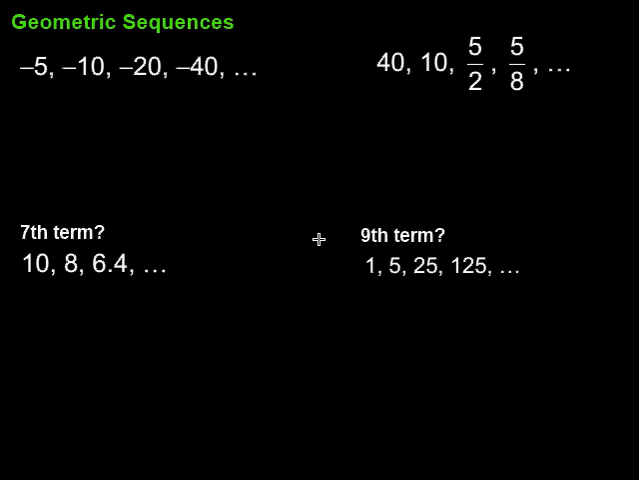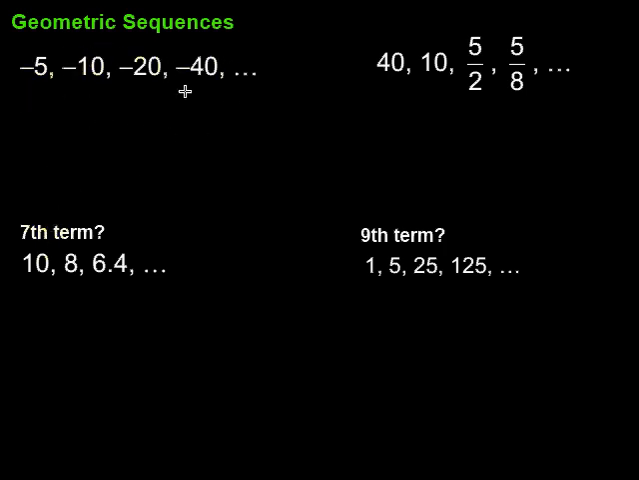In this video, we're going to take a look at geometric sequences and extending those sequences and also finding specific terms within those sequences. So geometric sequences are sequences in which we go from one term to the next by multiplying by what's called a common ratio. In other words, to go from one term to the next, we're multiplying by the same thing each time.